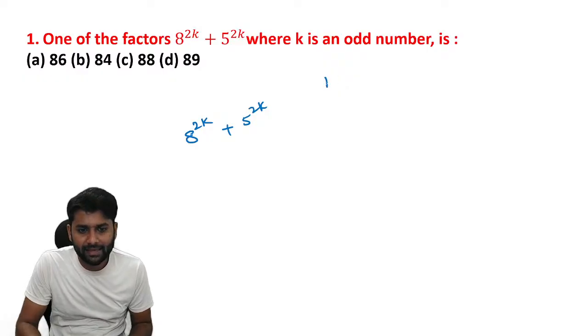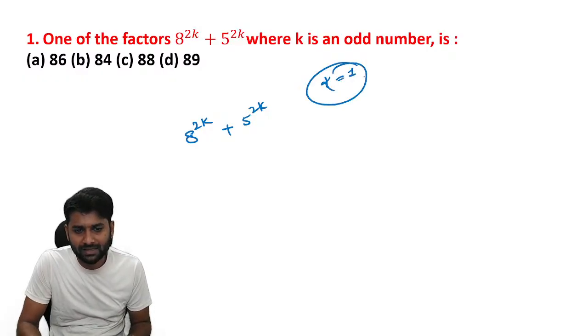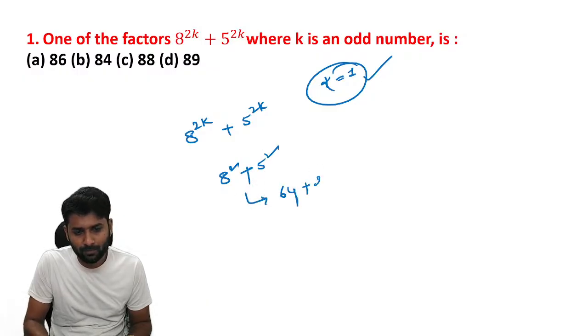If k is an odd number, let us replace k with 1. 8 square plus 5 square. 64 plus 25. So the answer is 89.